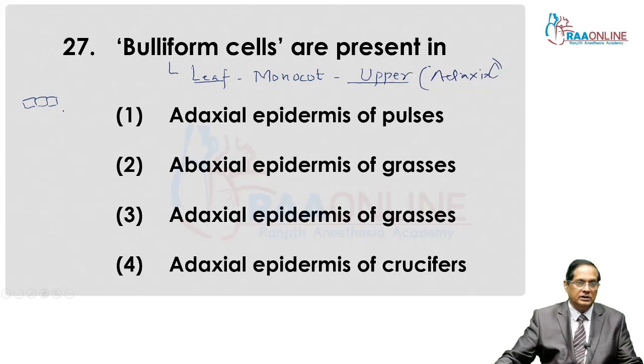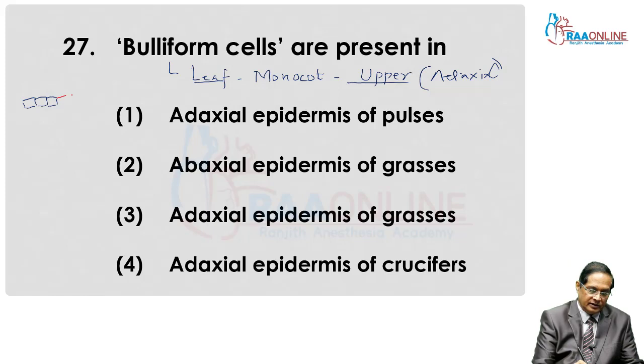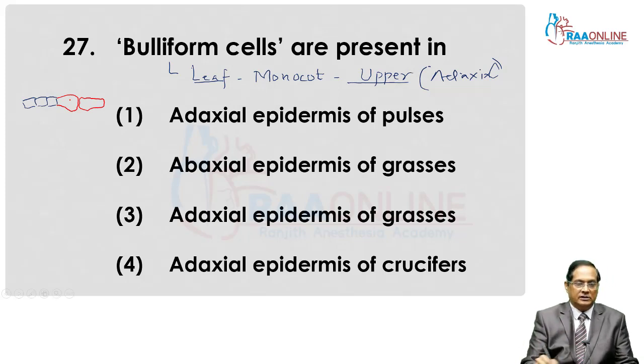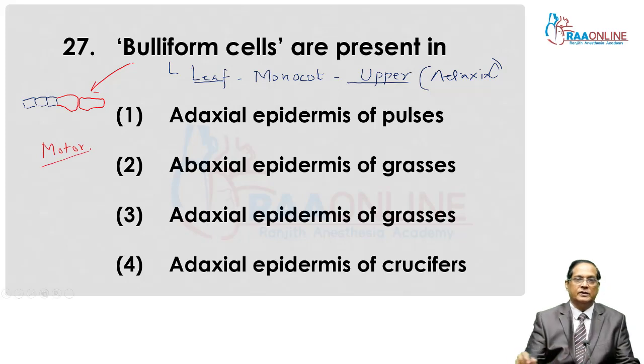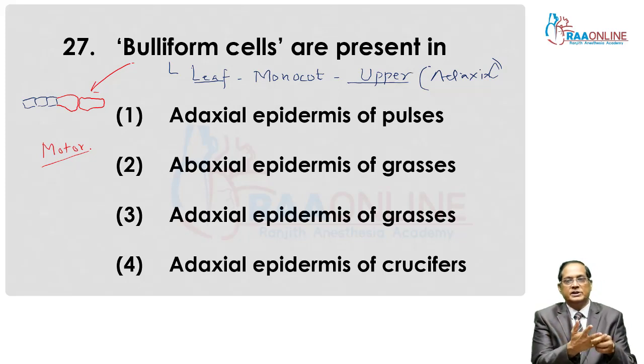And you see a few large and empty cells associated with the upper epidermis of leaf. These are bulliform cells. They are also called motor cells. They are found especially in grasses. Grasses are included in the monocots.